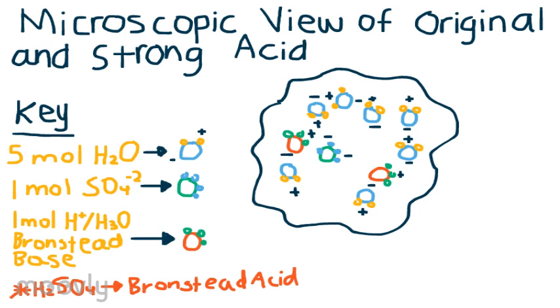For the microscopic view of the original strong acid, the little circle with the 2 yellow circles will be representative of 5 moles of H2O. The green circle with 4 little blue circles will be representative of 1 mole of SO4 2-, and then the red circle with the 3 little green circles will be representative of 1 mole of H3O, the Bronsted base. So we will draw 7 of the H2O, 1 of the SO4, and 1 of the H3O.